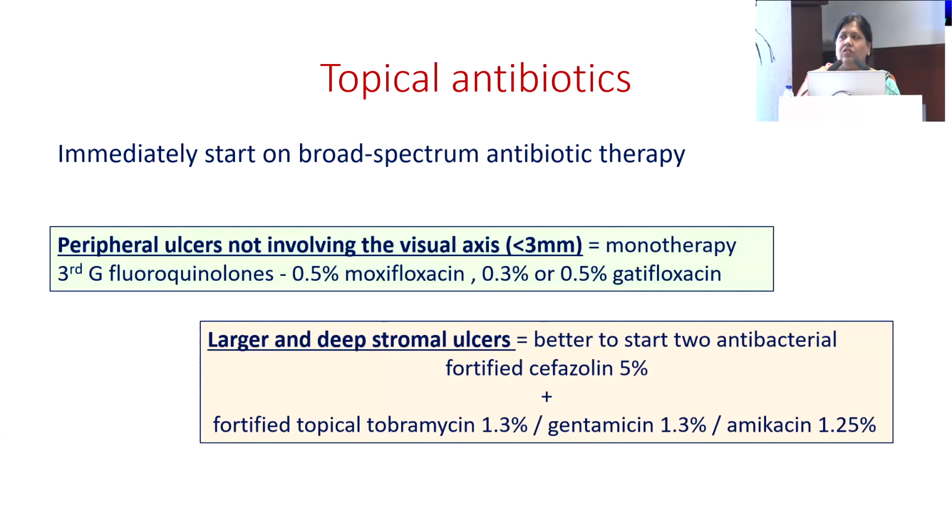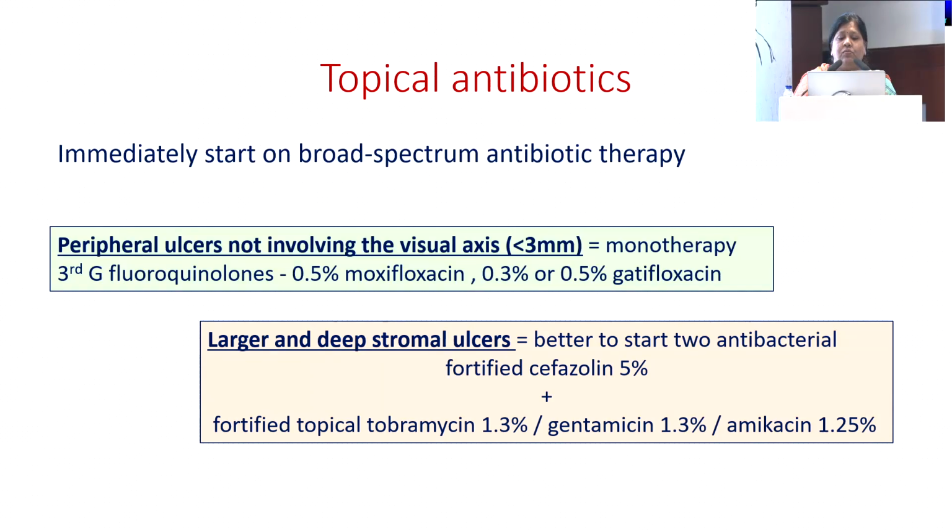Now coming to the topical antibiotics. For peripheral ulcers not involving the visual axis, monotherapy with third generation fluoroquinolones like 0.5% moxifloxacin, or 0.3 or 0.5% gatifloxacin works very well. These have to be given on a 1 hourly basis, round the clock, very strictly, 24 times in 24 hours. This has to be told very strictly to the patient. Patients who comply recover very fast.